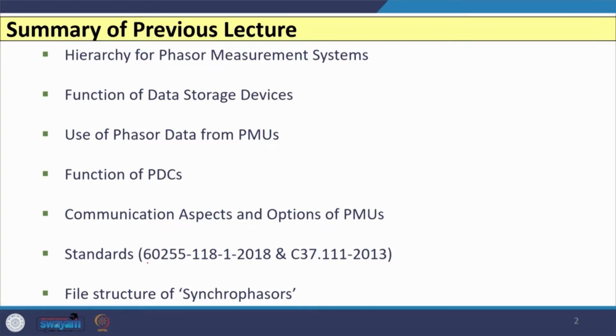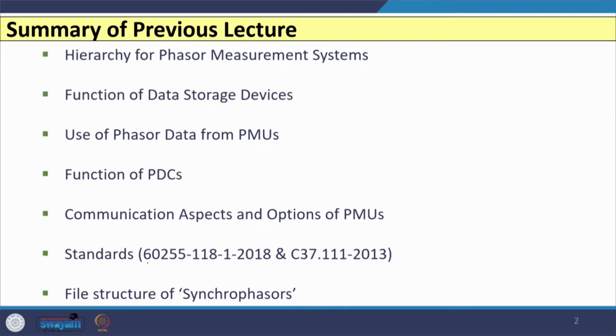After that we started discussion on the communication aspects and options available for phasor measurement units, and based on this we discussed that basically two standards are available. The first standard is 60255-118-1 given in 2018, and the second standard is C37.111 which was given in 2013. And at last we discussed the file structure of synchrophasors.